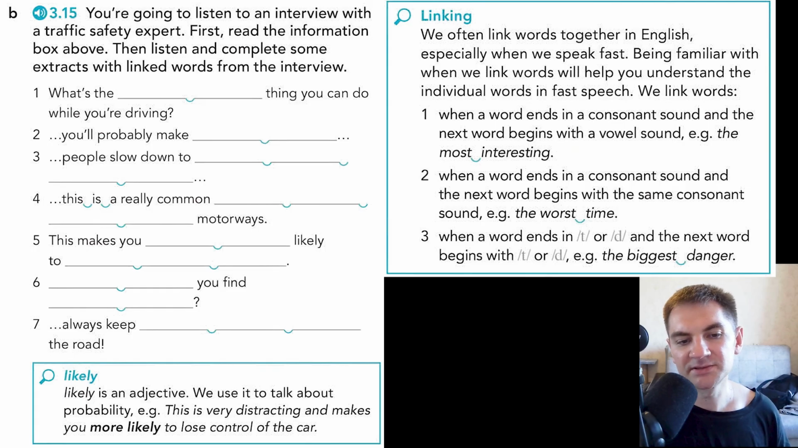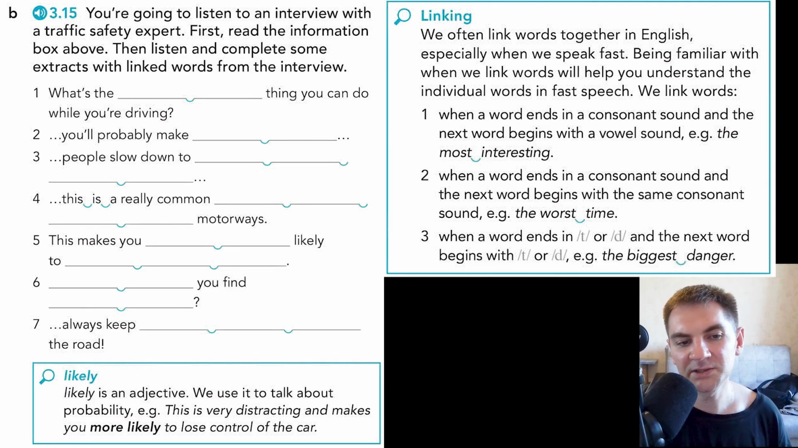Okay, you're going to listen to an interview with a traffic safety expert. First, read the information box above. Linking. We often link words together in English, especially when we speak fast. Being familiar with when we link words will help you understand the individual words in fast speech. We link words: 1. When a word ends in a consonant sound and the next word begins with a vowel sound. For example, the most interesting, most interesting.